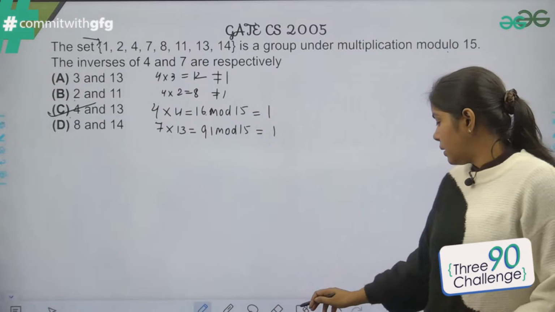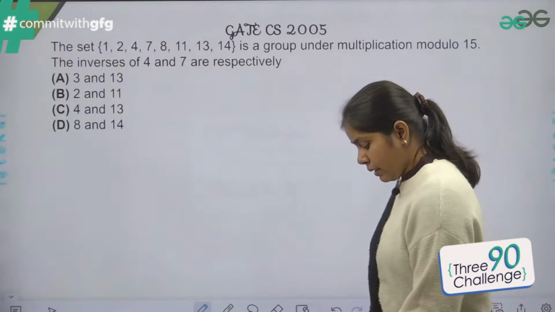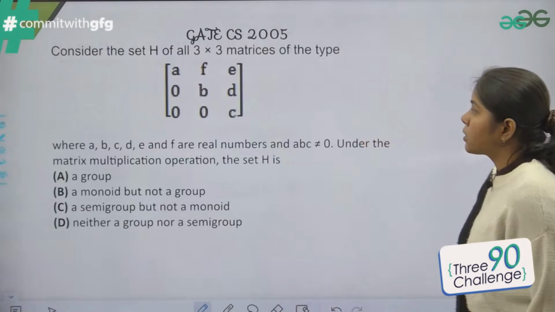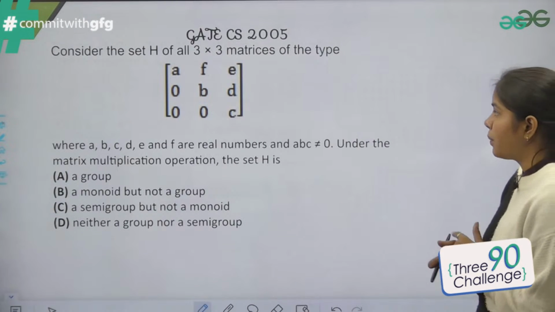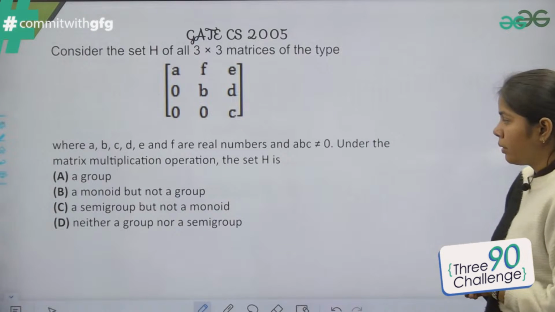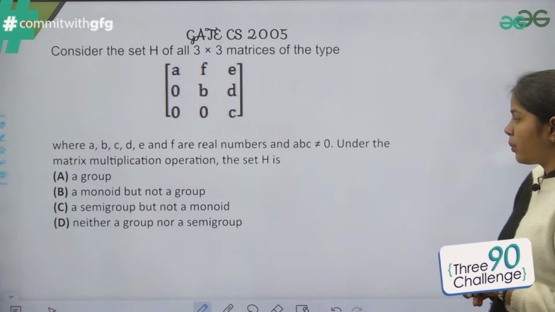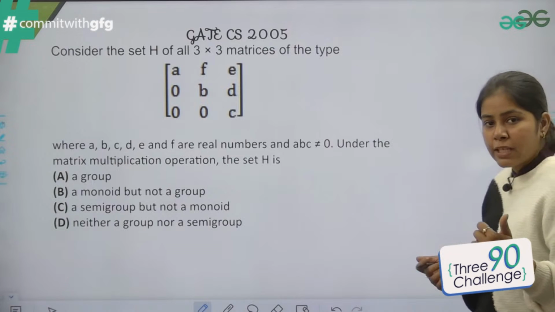Okay, this one is really simple. Let's see the next question. So this is the next question. It says that the set H of all 3 cross 3 matrices of this type. So is this a group, a monoid but not a group, a semigroup but not a monoid, or neither a group nor a semigroup? So guys, a group has 4 properties.